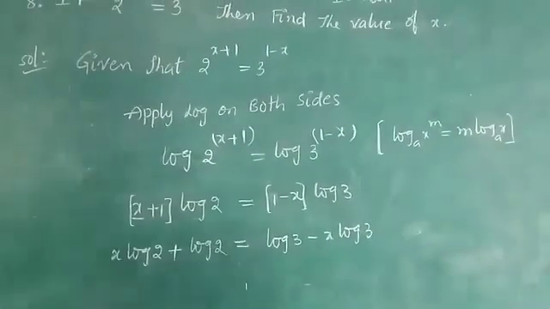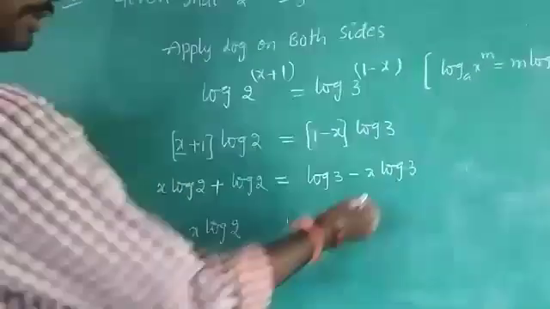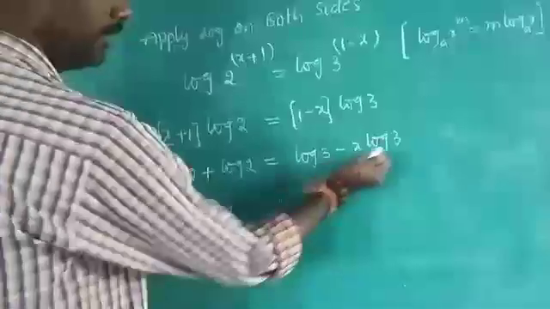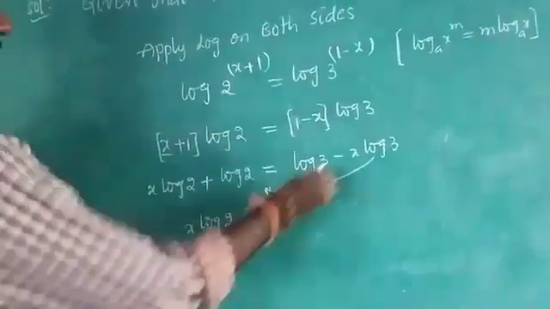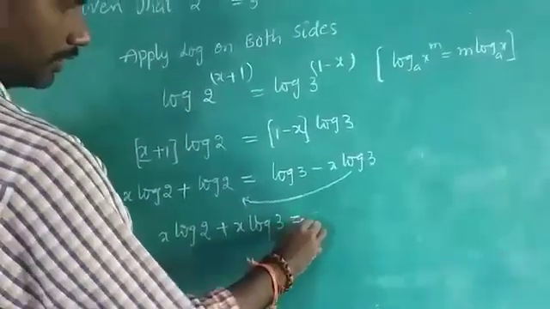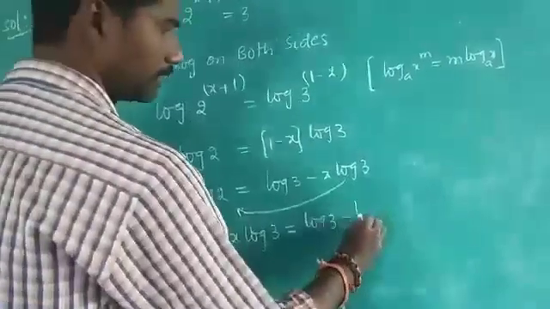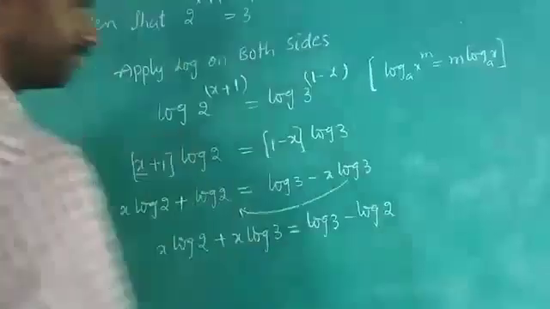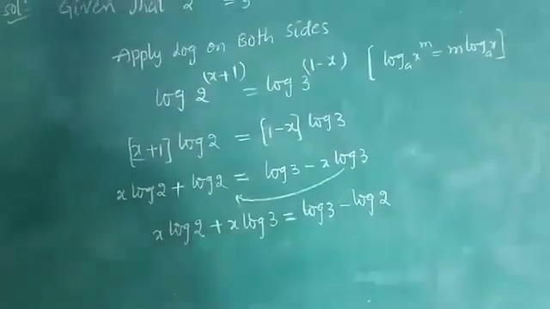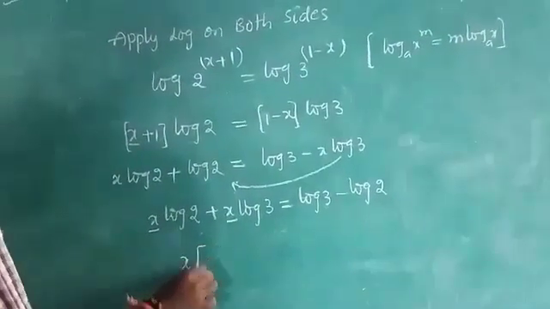Then observe it, x log 2, x log 2. This is a minus x log 3 there, right? That I am transposing to here. So minus is there, transposed plus x log 3 is equal to log 3, and this log 2 you transpose it, minus log 2. See, observe it, in these two you have x common. Here is x, here is x. So let me take x common.